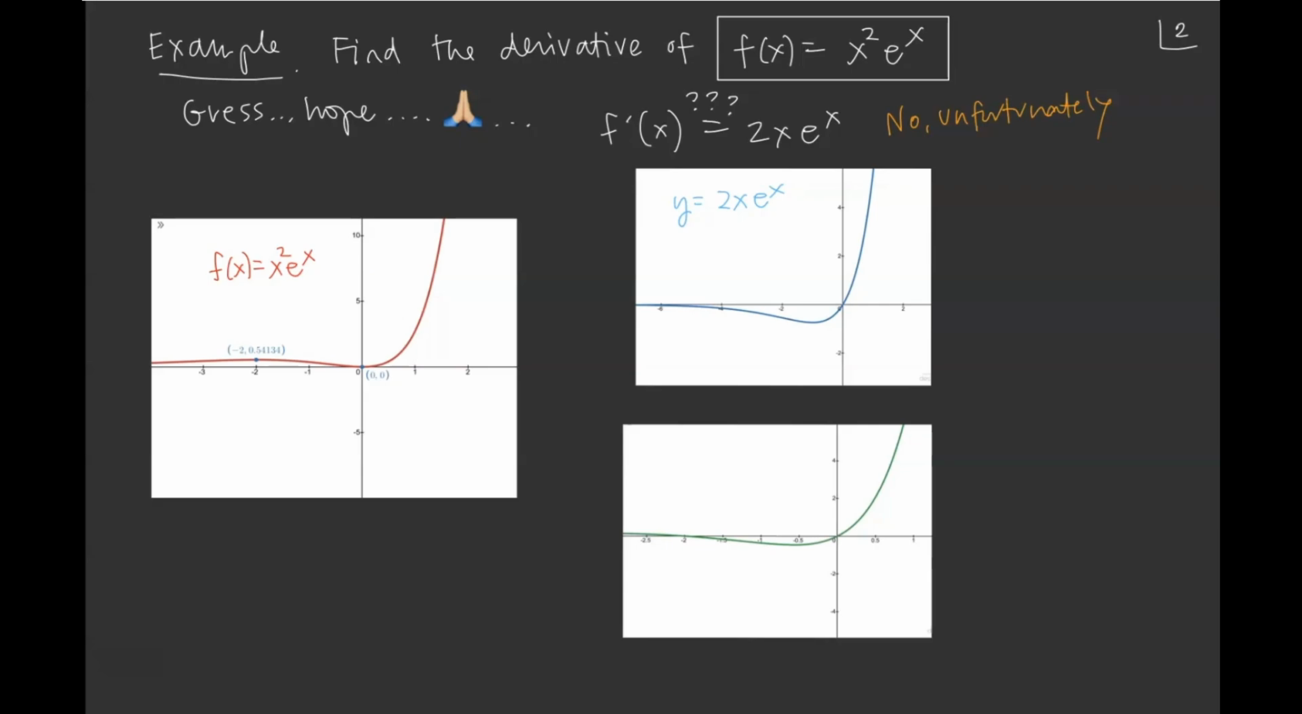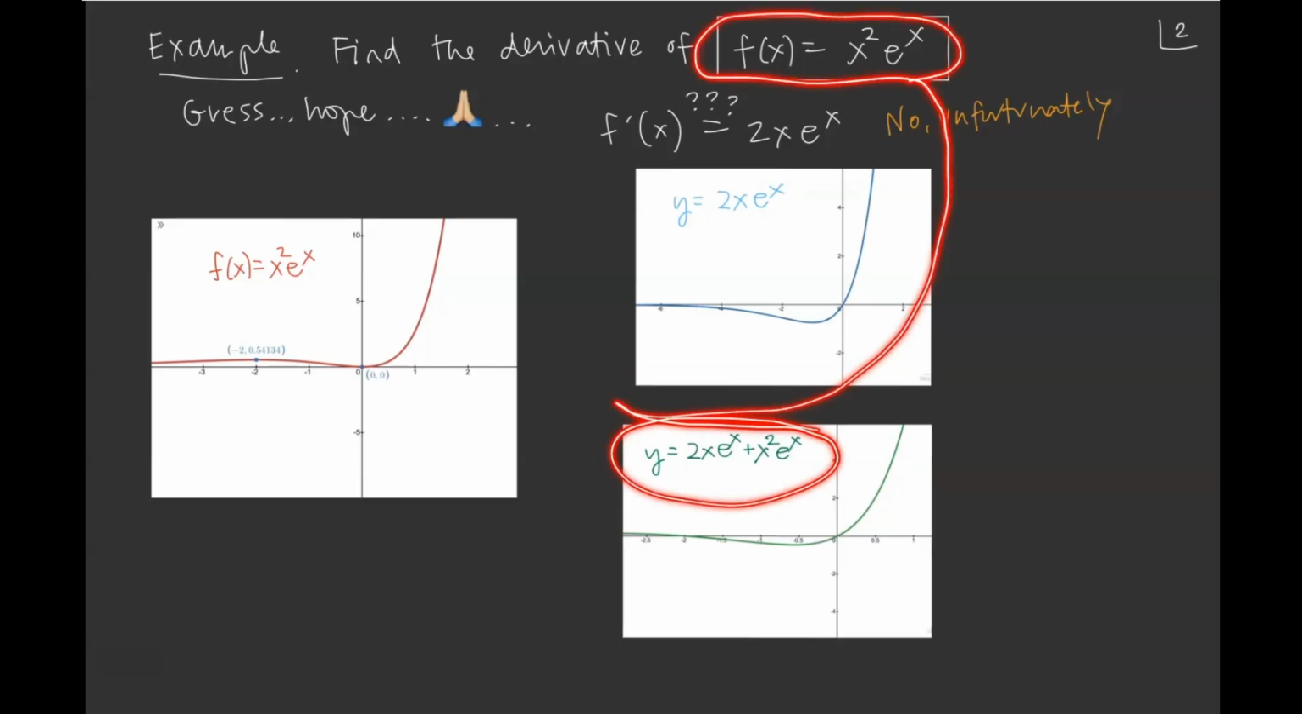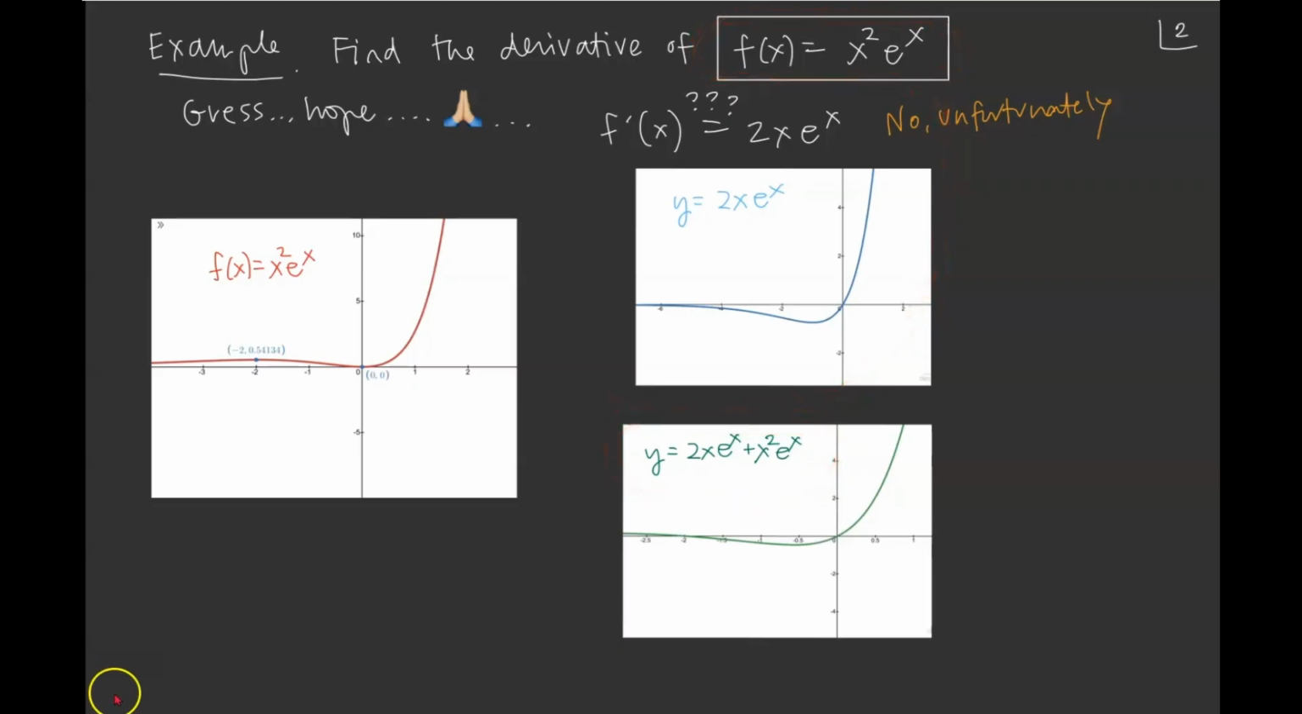So this actually is a graph of the derivative. What is this function? This is the function y equals 2x e to the x plus x squared e to the x. So this here is the derivative of this function here. And it's a little bit more complicated. We have to think, where did this even come from?